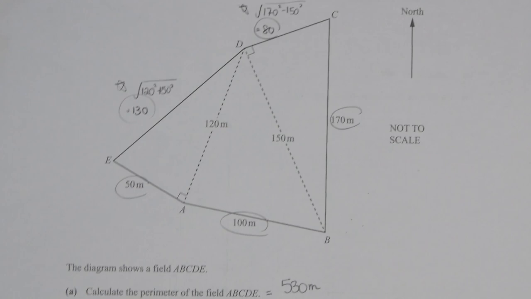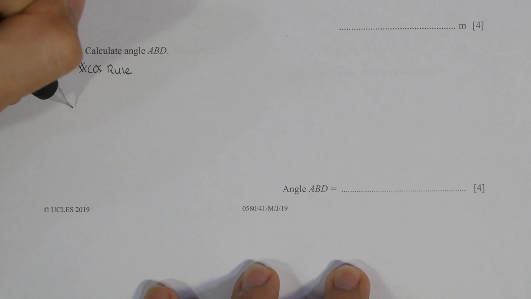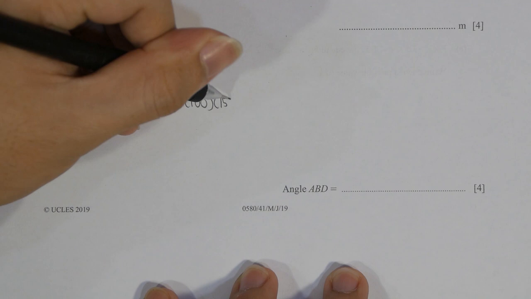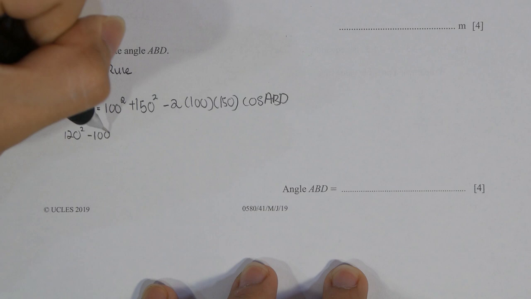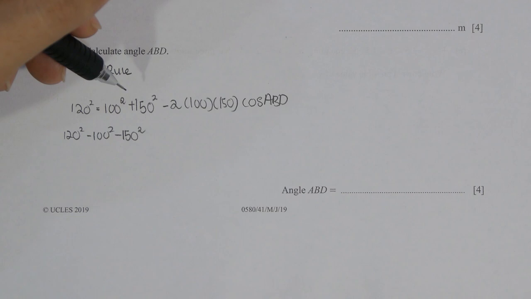Part B, calculate angle ABD. For this one here, I use the cosine rule because I have the values of all three sides. By substituting it into the calculation, you will get 52.9 as the angle.